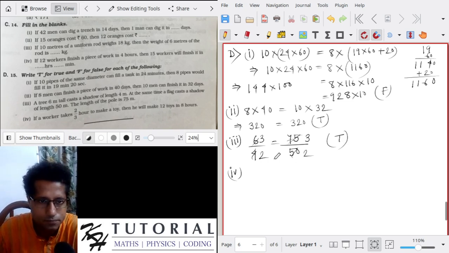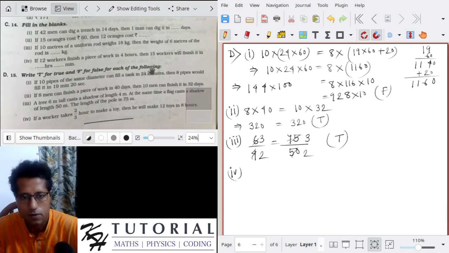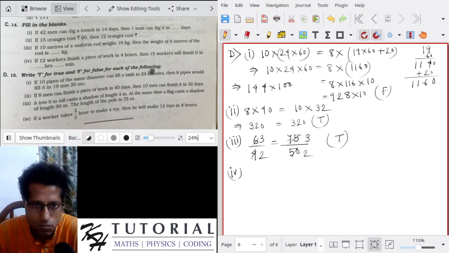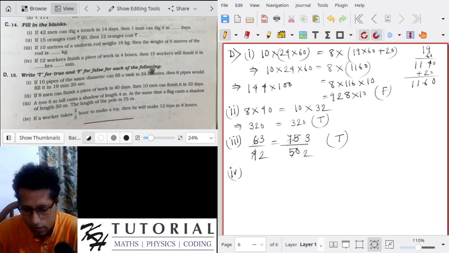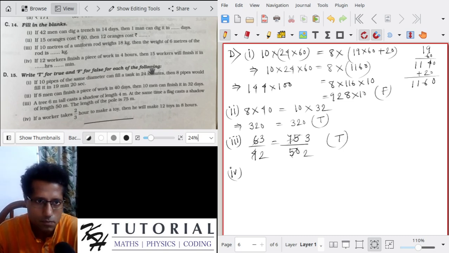Part 4 says that if a worker takes 2/3 hour to make a toy, then he will make 12 toys in 8 hours. So it is given that a worker takes 2/3 hour to make one toy, and it is claiming that he will make 12 toys in 8 hours.